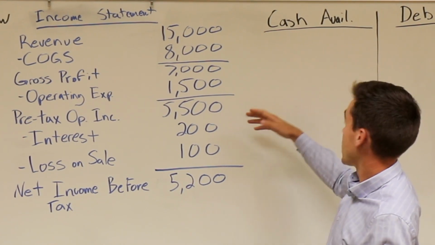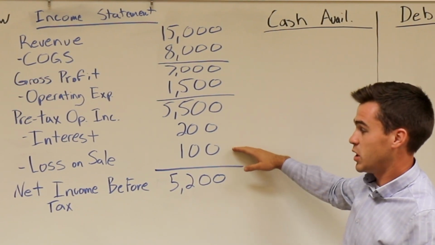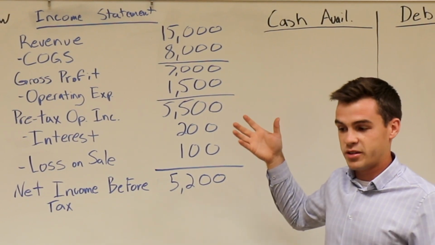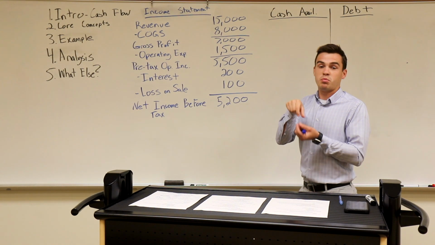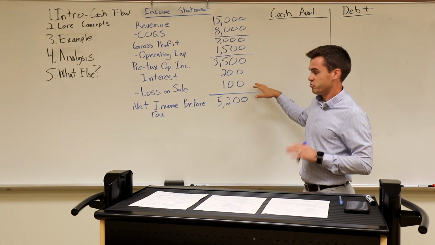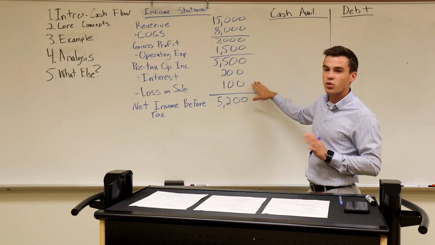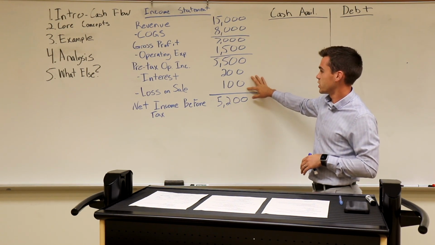This is what they're paying on their debt obligations, just in interest. And then this company here has a loss on sale. So we'll say they have an equipment that places the light bulbs inside a piece of plastic or something like that. And they didn't want that piece of equipment anymore. They upgraded. They sold it for a little bit less than it was worth on their books. So they recognized a loss on the sale.